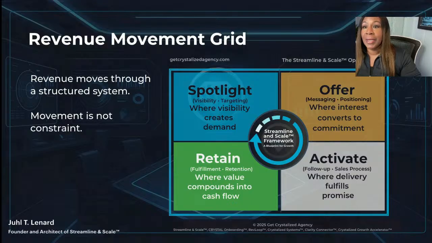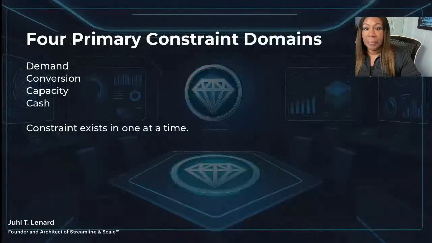But momentum is not a constraint, so we have to distinguish what the constraint domain is. There are four primary constraint domains that we're concerned with when we look at pattern recognition for the purpose of diagnosing constraints within our revenue system: demand, conversion, capacity, and cash. The key thing to remember is that there is only one constraint at a time, the primary constraint.